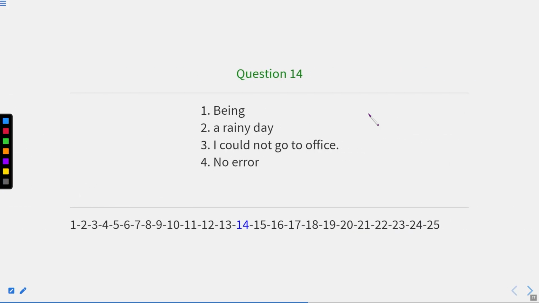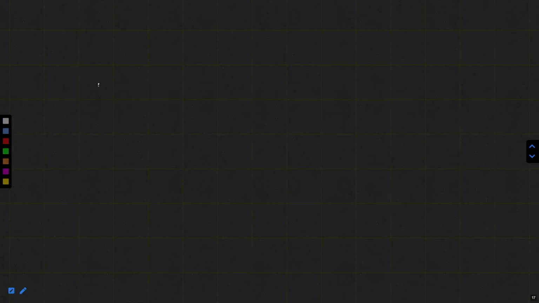Now let us move to the next one, that is question number 14. Now this is again a very important question. Being a rainy day, I could not go to office. Being means when a person is something himself, or when this word being shows the presence of someone, or the existence or the state of someone. Now if I say being a rainy day, I could not go to office, there is a trick in this sentence. What is the trick? Let me tell you. Suppose the sentence begins with the word being.